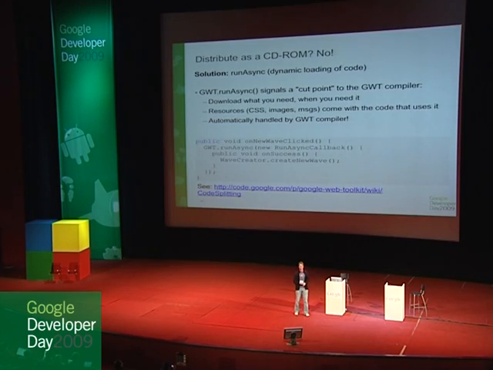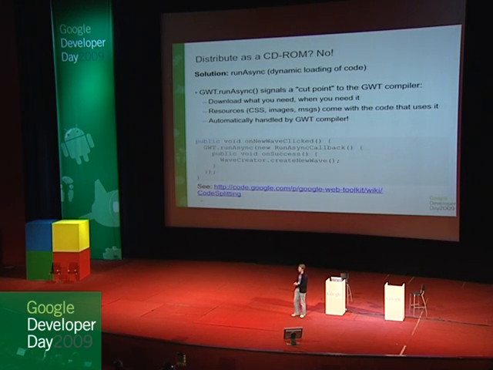It's not just JavaScript, it's also your CSS, images, any other resources. All this stuff gets automatically carved up into separate pieces, and GWT does all the work of loading these on demand. All you have to do is choose where to put these run async points.